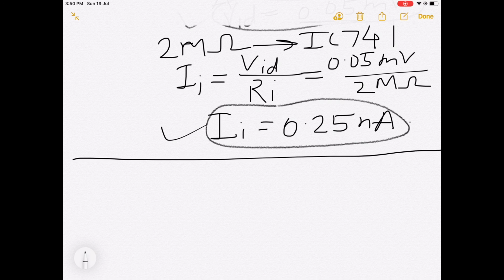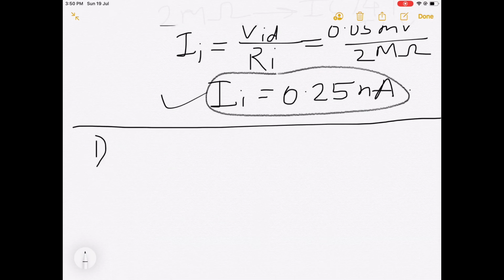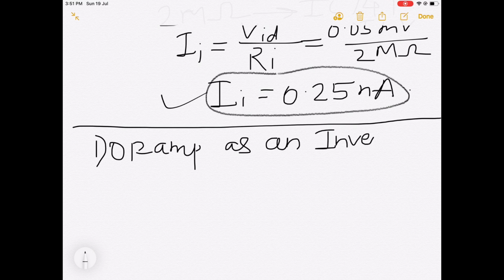So, in that, the first linear application of op-amp is op-amp as an inverting amplifier.